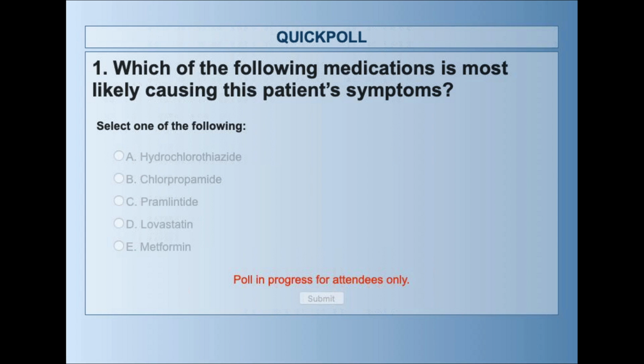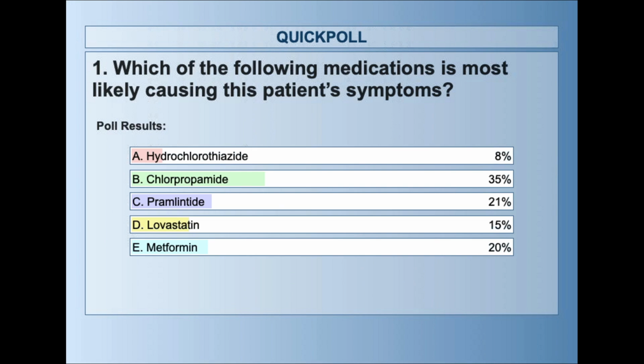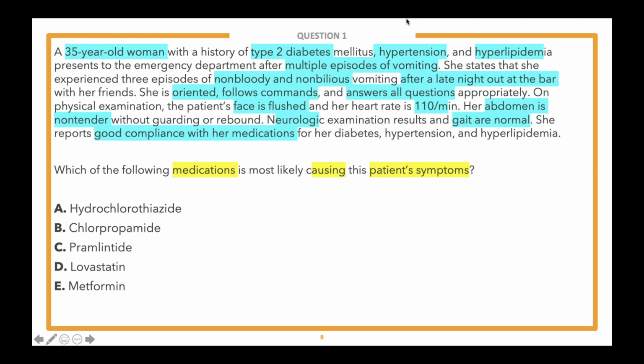All right, let's take a look and see. Let's take a look at what you selected. It looks like there was a clear favorite, and it looks like 35% of you selected chlorpropamide. In second place, almost tied with third place, were pramlintide and metformin. So let's take a look and see what the correct answer is, and the correct answer is, in fact, B.